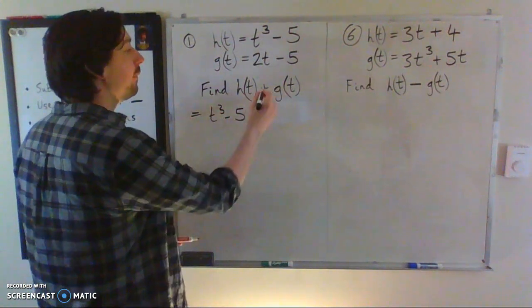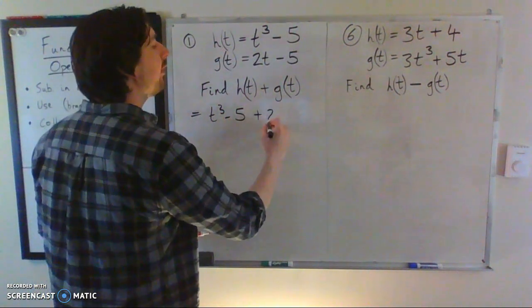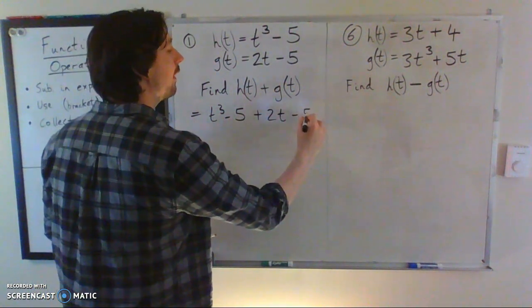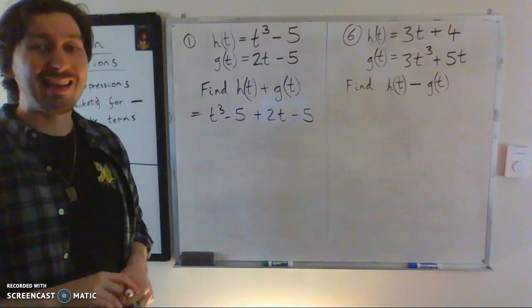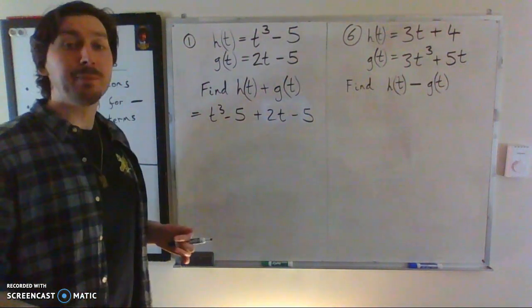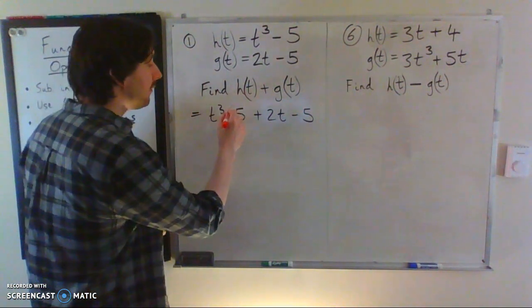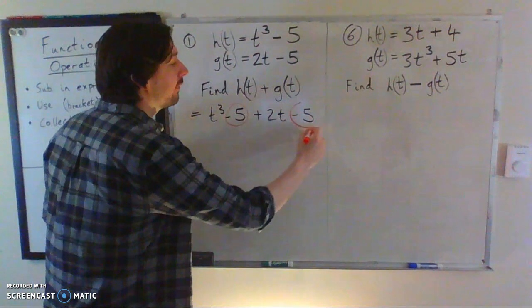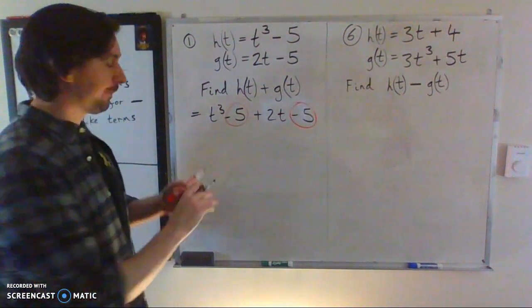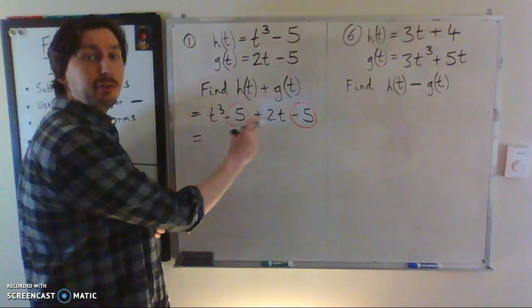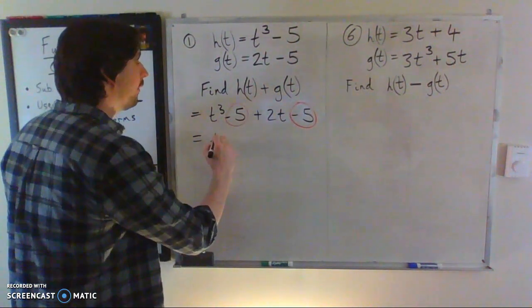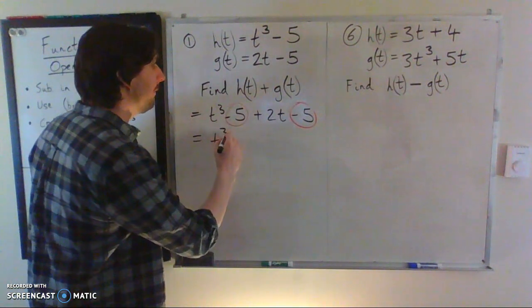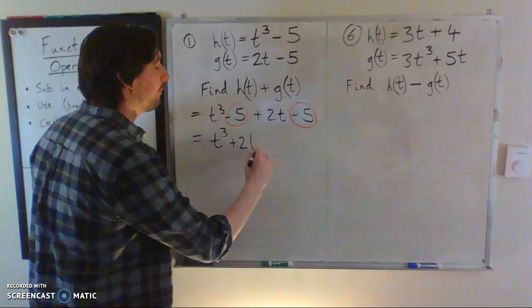t^3 minus 5 plus 2t minus 5. And then just to make it a bit cleaner, I'm going to collect anything that goes together. In this case, it's just these two numbers, the negative 5s. t^3 does not go with t. They're different things, different powers, so I can't add them, okay? They have to stay separate.